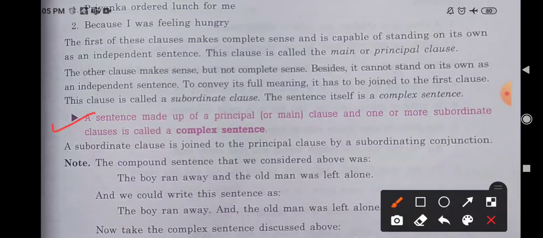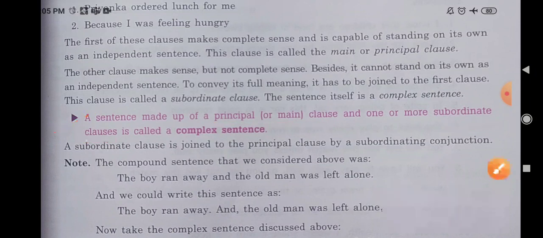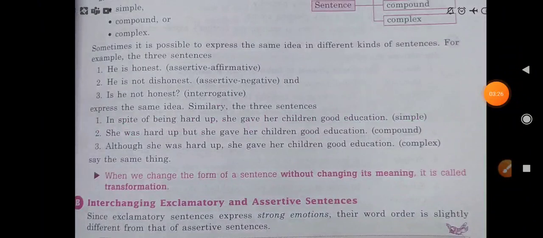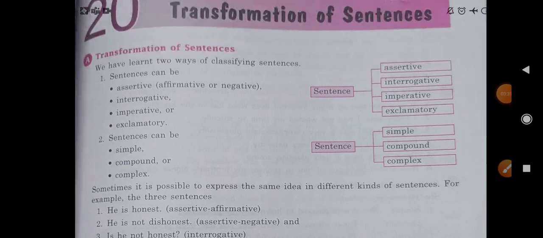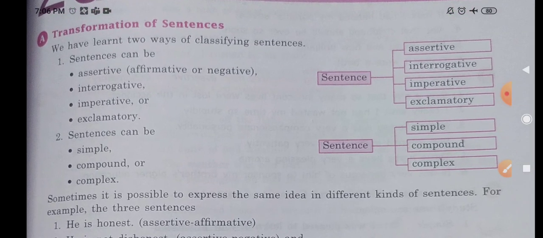A sentence which is made up of a principal or main clause and a subordinate clause or a dependent clause is called a complex sentence. So now we know the three types of sentences. Yes. Now we will understand the transformation. Okay, transformation of sentences.